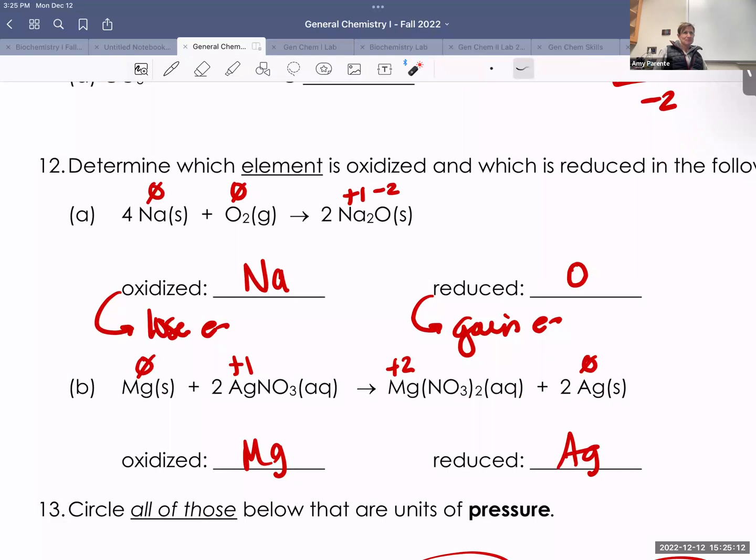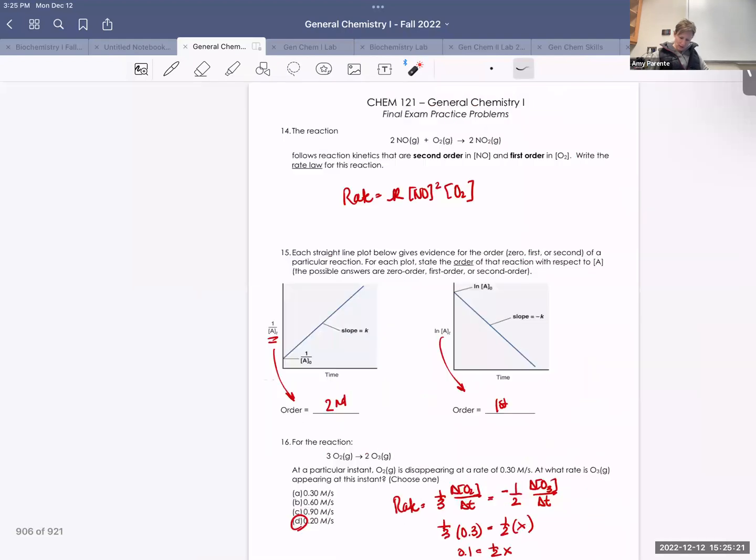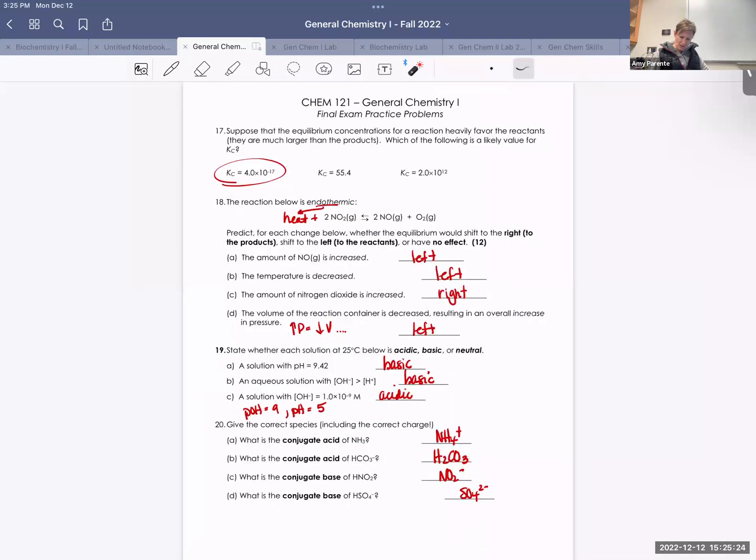Can you do like the salt base equilibria? So what kind of equilibria? The salt base. Salt-base equilibria. Okay, so let's see if we have any problems here.